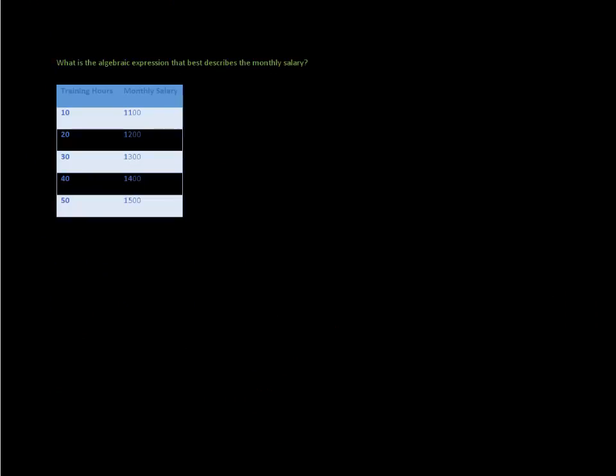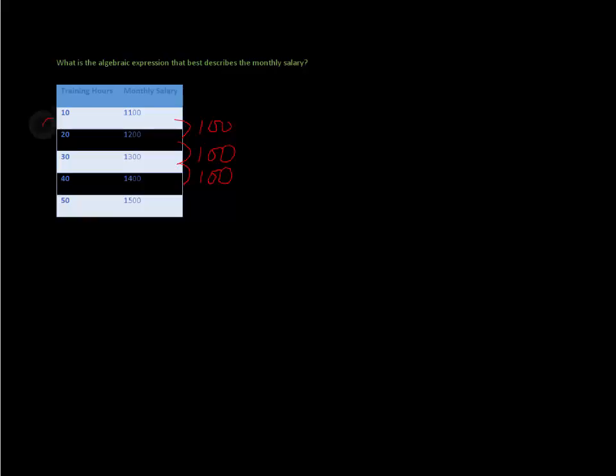All right, so let's move on to the next. So in this step, it says, what is the algebraic expression that best describes the monthly salary? So this one, what we need to do is find out what the difference is in the y values. So in this case, between 1200 and 1100, there's a difference of 100. And between 1200 and 1300 is 100, and 1300 to 1400 is 100. So we know that this is going up by 100.